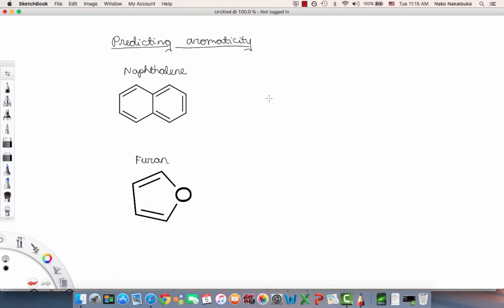So now let me do two examples for you in predicting the aromaticity of a molecule. So let's start with naphthalene right here. Does it have a closed p orbital loop? Yes, it does have closed loops. Is it planar? Is it in the plane of the board? Yes, it is.